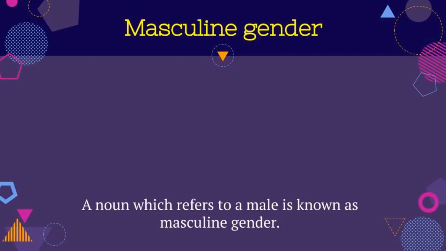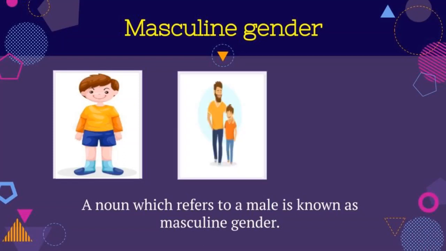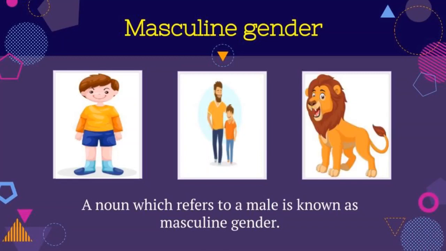Okay, let us see some examples here. The first example is boy. Boy denotes a male. The next example is father. Father also denotes a male person. And the last one is lion. It denotes a male animal. The first 2 pictures denote male persons and the last picture denotes a male animal. It means the 3 pictures denote the male gender, so it is known as masculine gender.